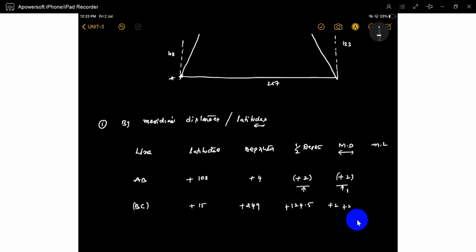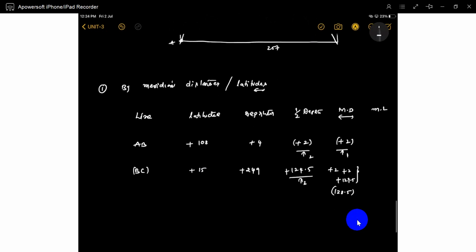So half of the departures of the line itself. This value, 1, 2, 3. That's it. Right? So what is that value? 144.5 plus 4, so 128.5. That's it. That is 128.5. That is the meridian distance. Meridian distance is just the meridian distance of the previous line plus half of the departures of the previous line plus half of the departures of the line itself.